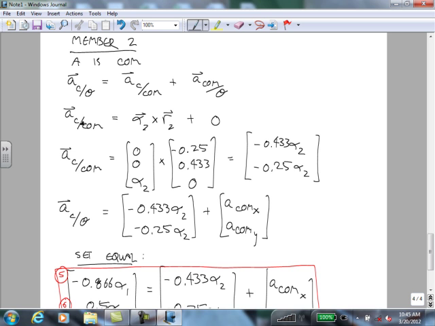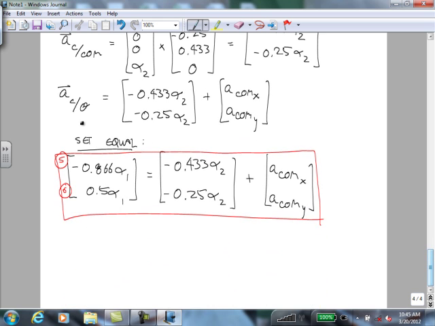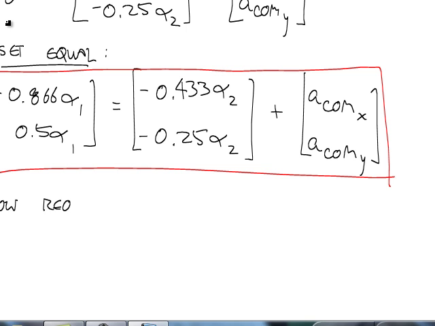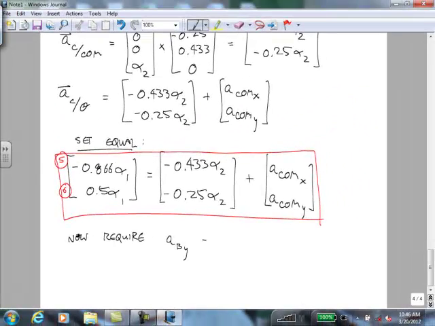Okay, so 6 equations. We need one more equation. So now we require that the acceleration of the point B, y component, is equal to 0. So how can we represent the acceleration of that point B using variables that we already have?